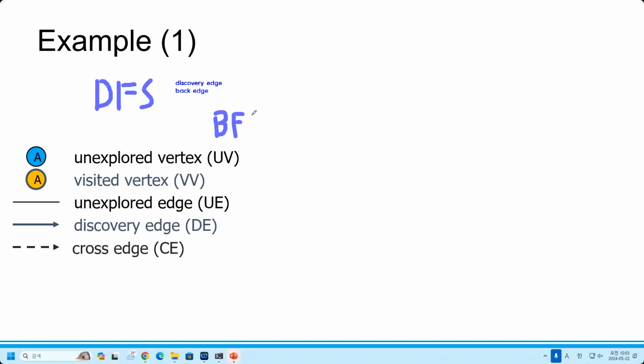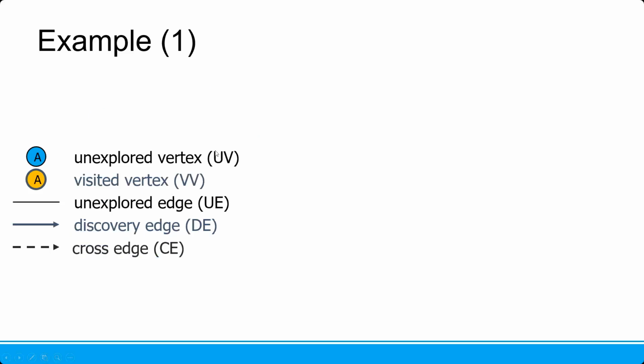But for this BFS, in the BFS we have discovery edges and cross edges. So what is a cross edge? Based on what we saw in the pseudocode, we can find what a cross edge is, but let's see it in detail.